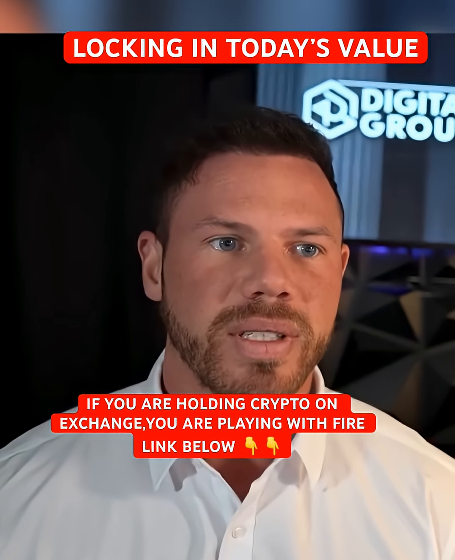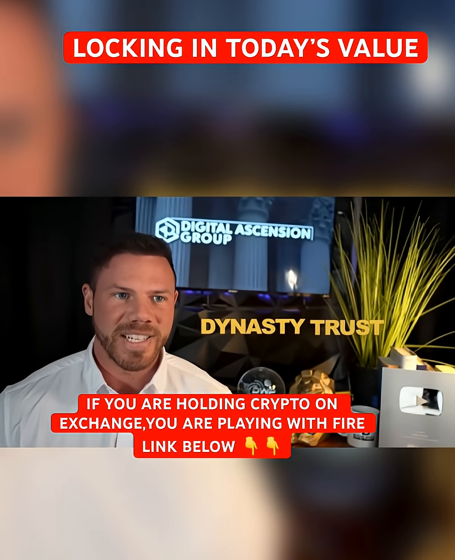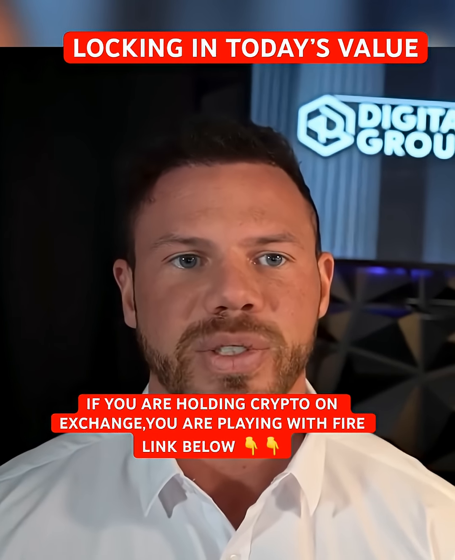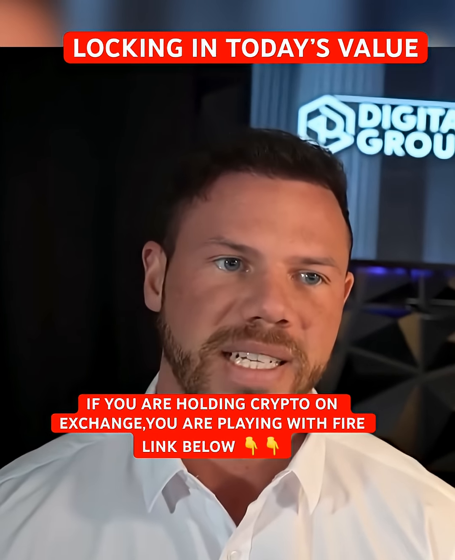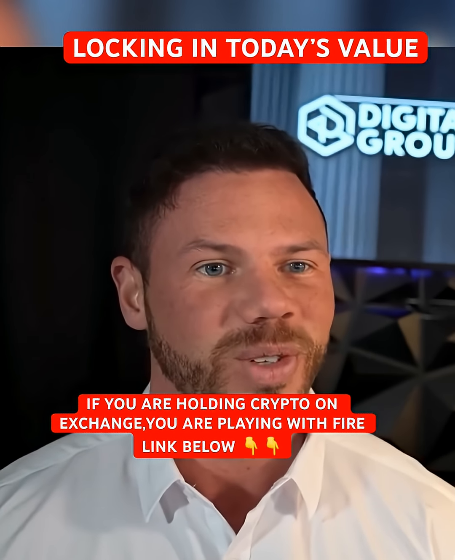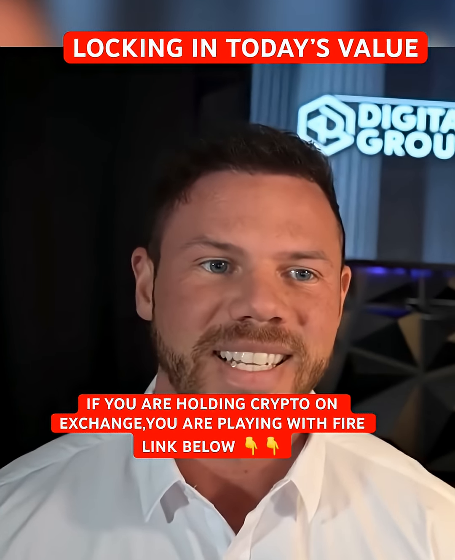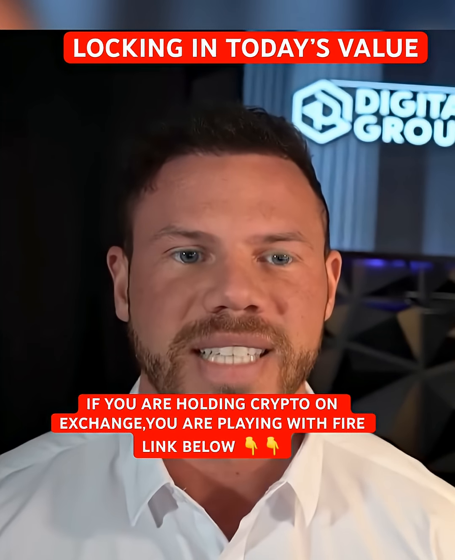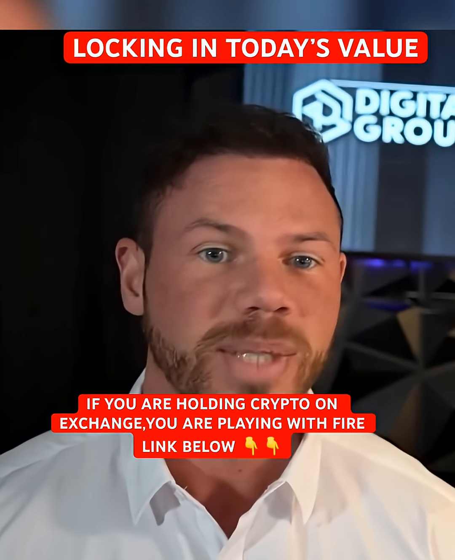So how do you do it correctly? Well, a lot of people will use a dynasty trust. Most states have an old rule that forces trusts to end after a certain period, pushing assets back into taxable estates. But there are some states that have realized that this is a bad policy. States like South Dakota, Nevada, Delaware, and Wyoming have trusts that last for hundreds of years, sometimes indefinitely.